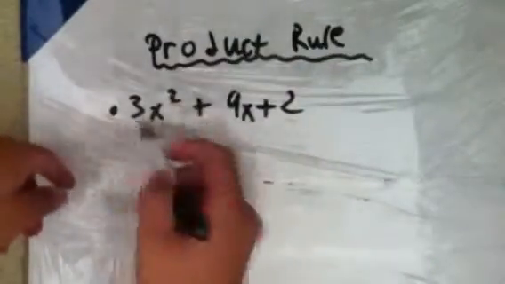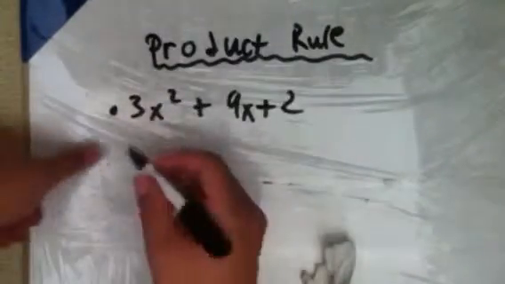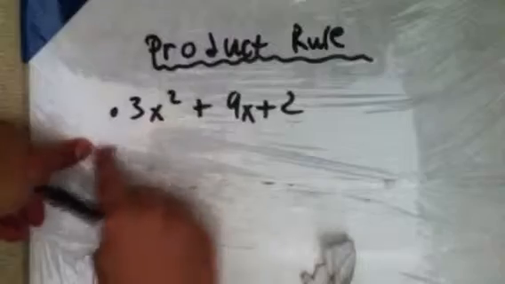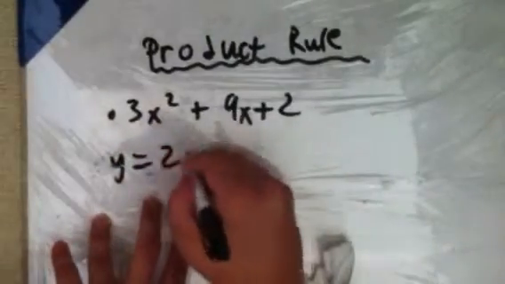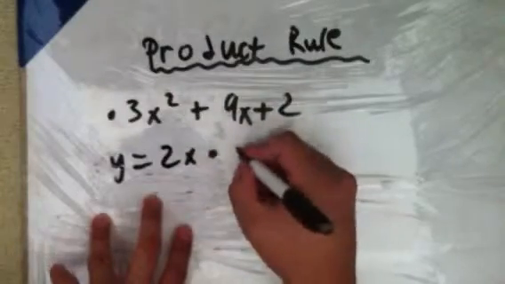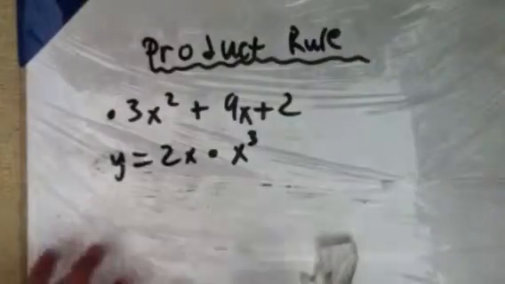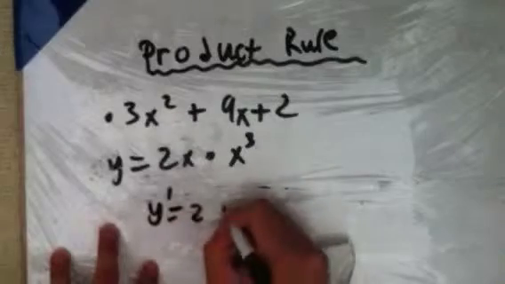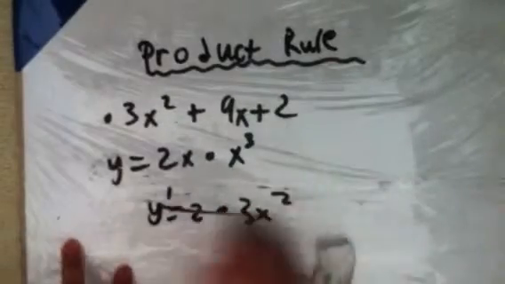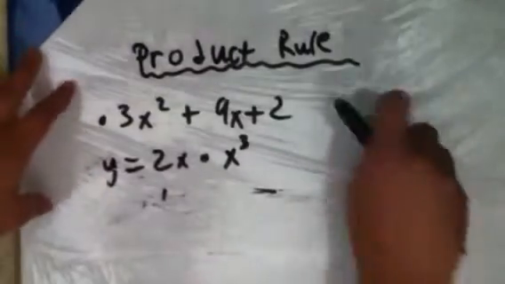So you just take the derivative right through. But what if we came across something that was more like y equals 2x times x cubed? So you wouldn't just be able to differentiate. It wouldn't be 2 times 3x squared. That's wrong. There's a special way to do it, and so let's do it.